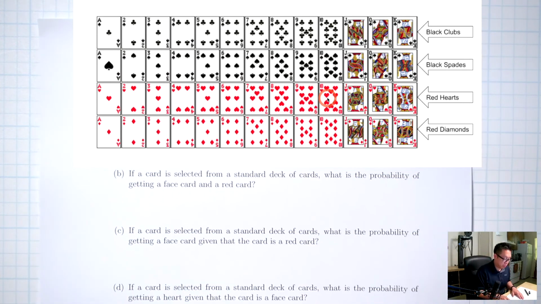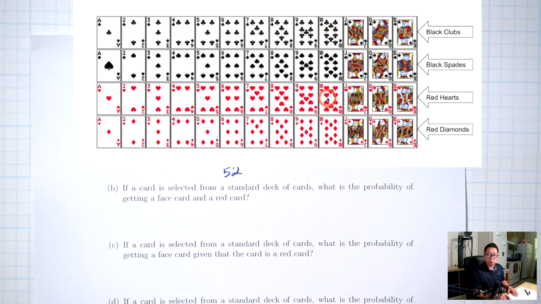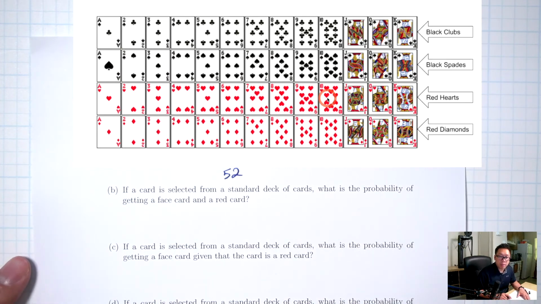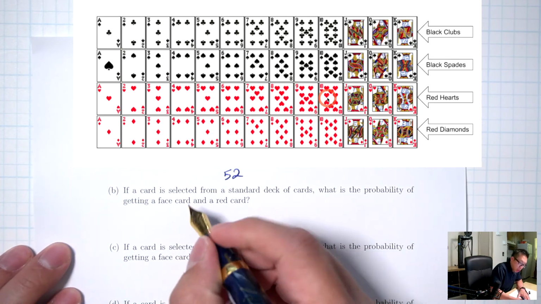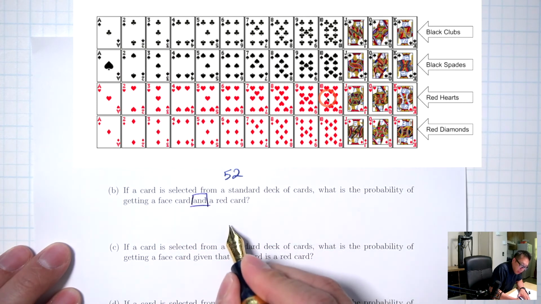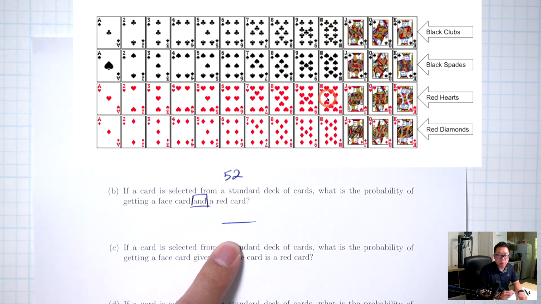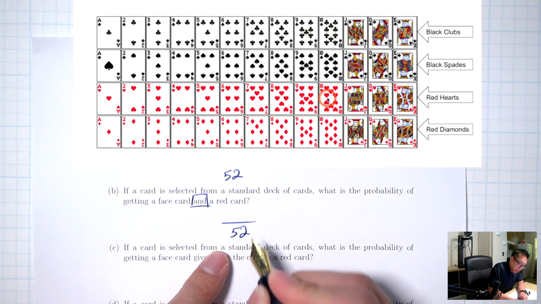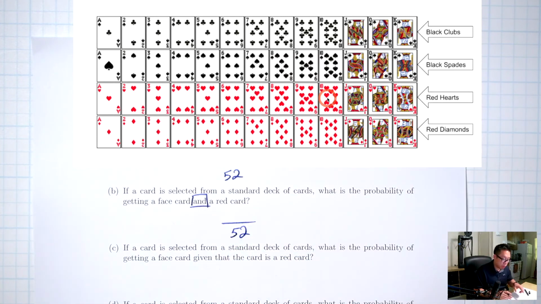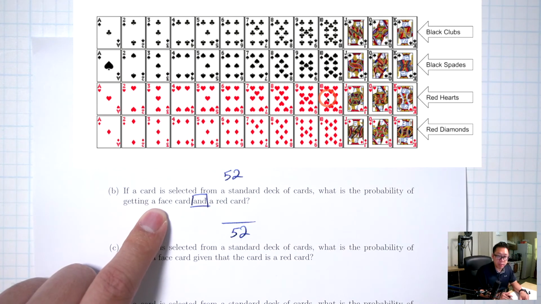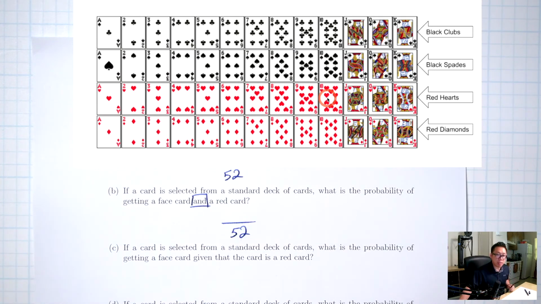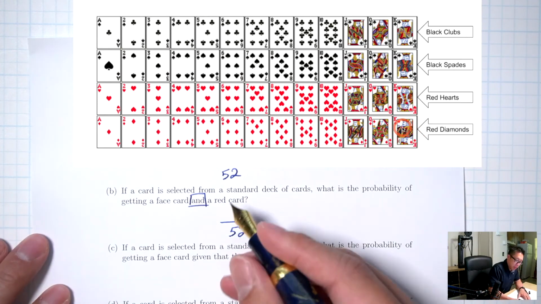Part B. If a card is selected from a standard deck of cards, what's the probability of getting a face card and a red card? Keyword I see here is and. The bottom, how many cards are total? 52. Okay, and remember and means at the same time, so I want the face cards that are at the same time red. Face cards that are at the same time red. In other words, red face cards. 6. So JQK hearts, JQK diamonds. 6.